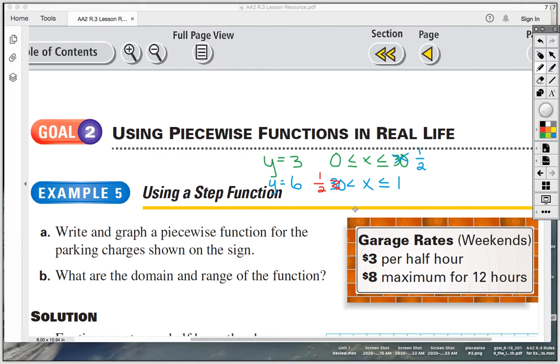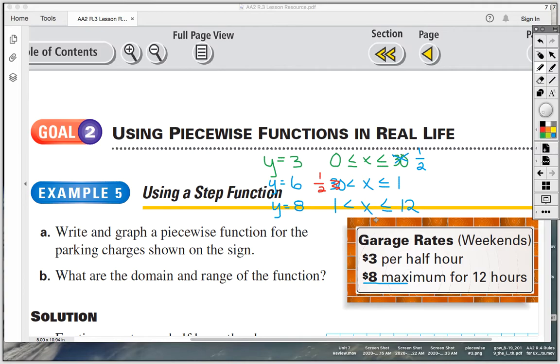For the next half hour, what's the cost going to be? $9. But wait a second, the sign says it's an $8 maximum. So we're then going to say that the cost is $8. And that's going to be from 1 until 12 hours. And it has to stop at 12. So is this 1 going to be equal to? No, because you can't have it equal in two places. It's just going to be less than.